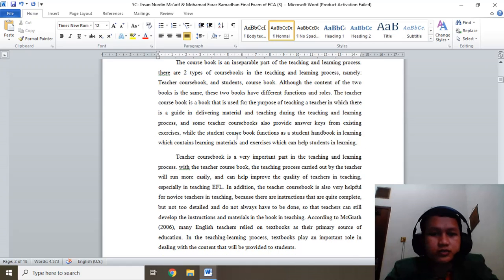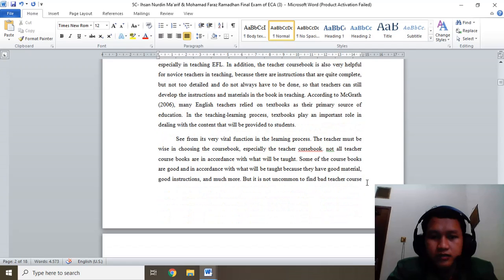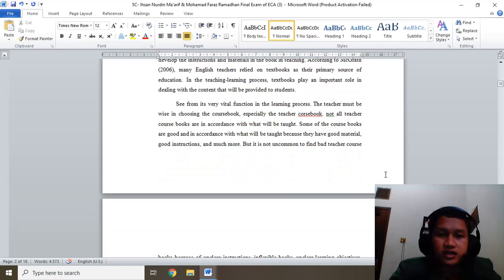In the teacher's course book, there are key answers, guides for teaching, and guidance on how to deliver the material in the class. And the next is the importance of the teacher's course book, because it is very important for the teacher to manage the class.